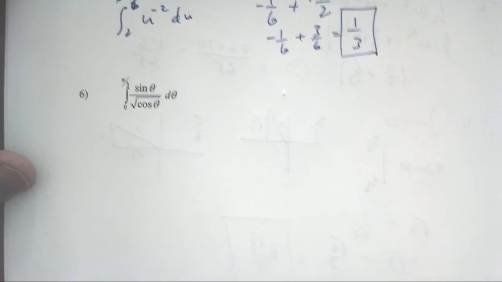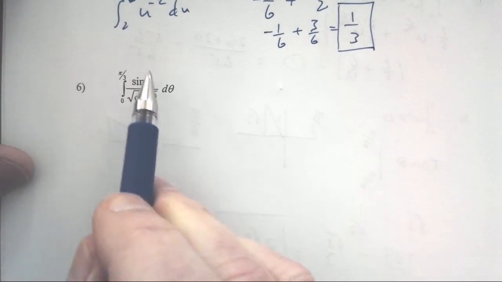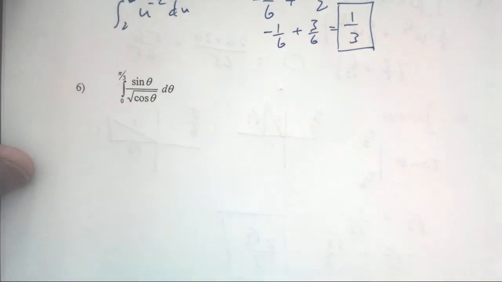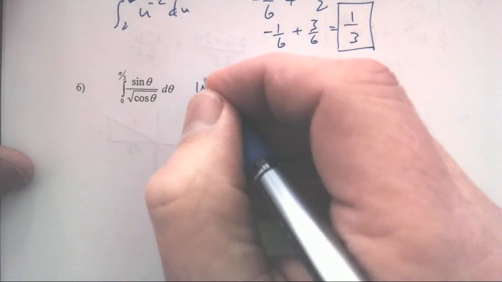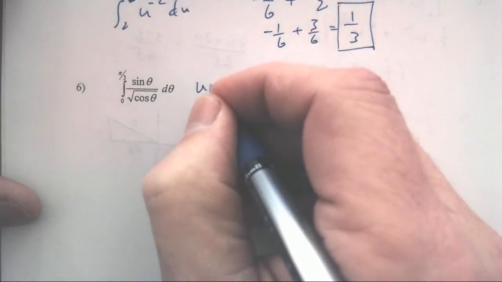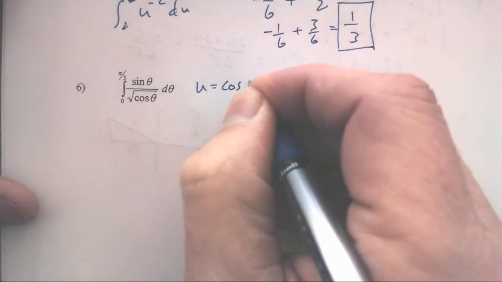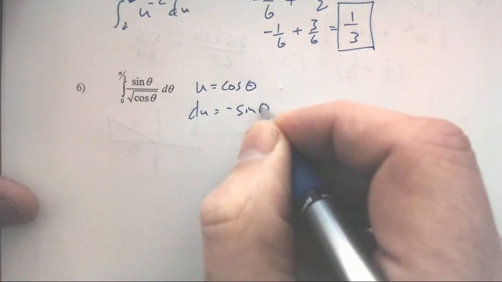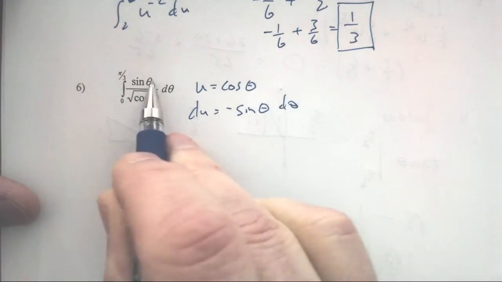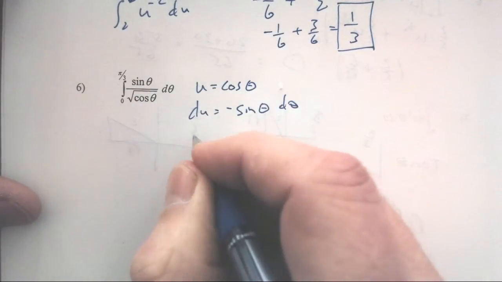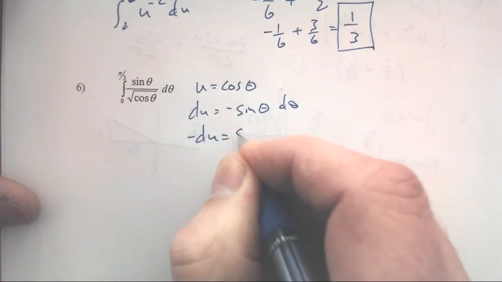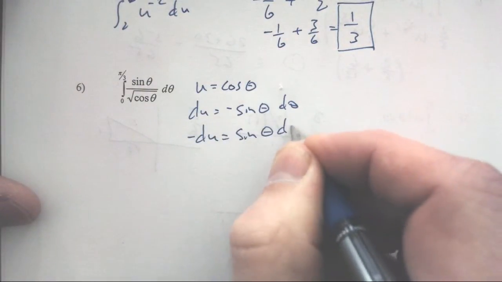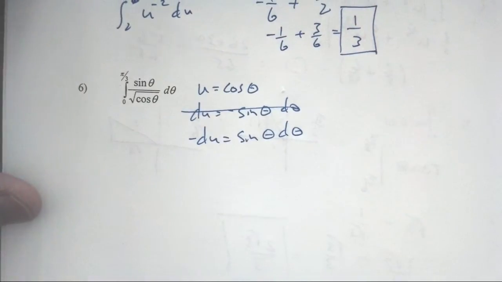Okay, we've talked about this a lot. If we got a sine up top, cosine in the bottom, or vice versa, a really good bet is to let u be the trig function in the denominator. So if u is cosine theta, du is negative sine theta d theta. What do I like? Love the sine, love the d theta, don't like the negative. So maybe negative du is sine of theta d theta.